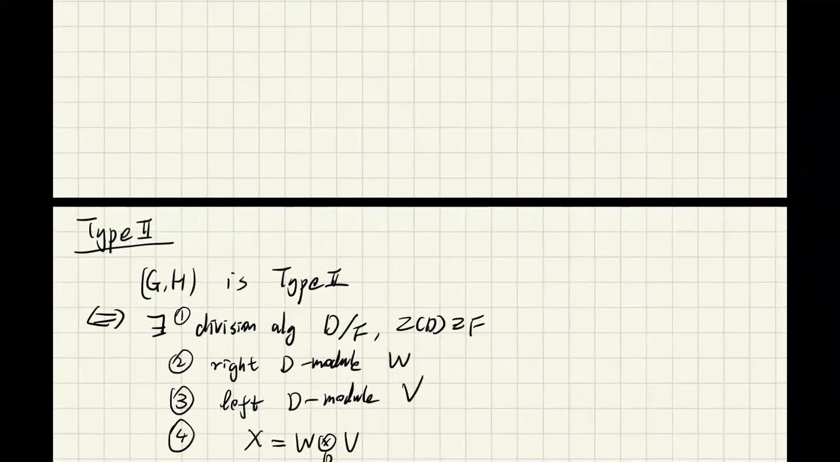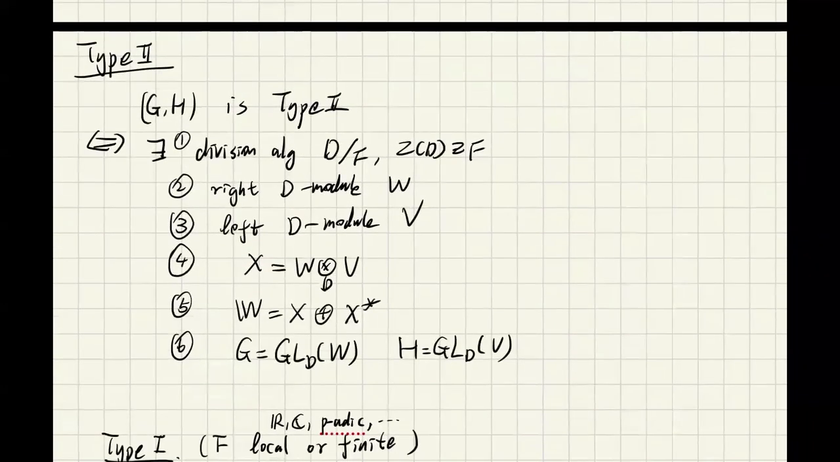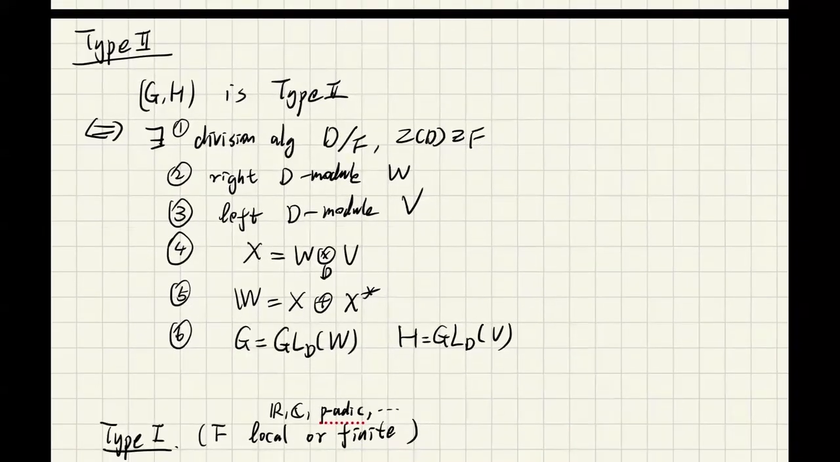Okay, so right, let's come to the simpler case, the type 2 dual pair. So what are the irreducible type 2 dual pairs?